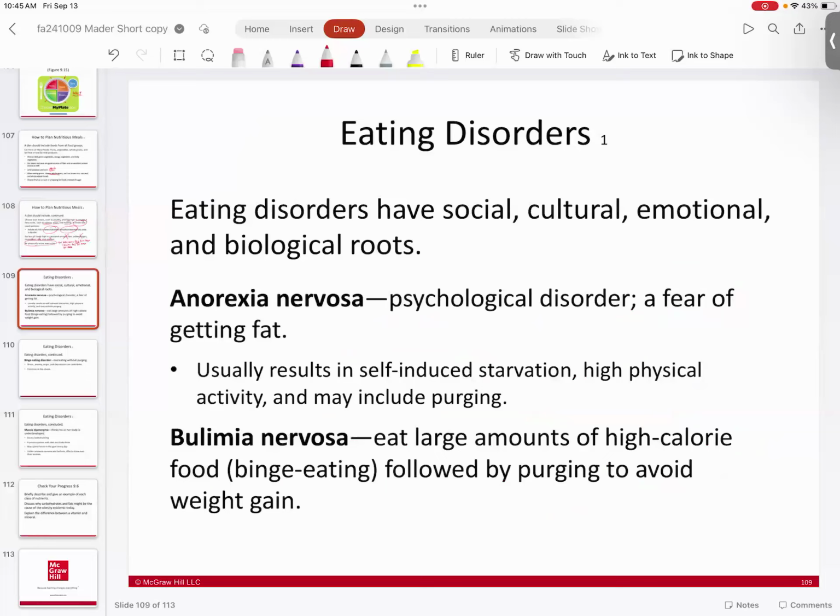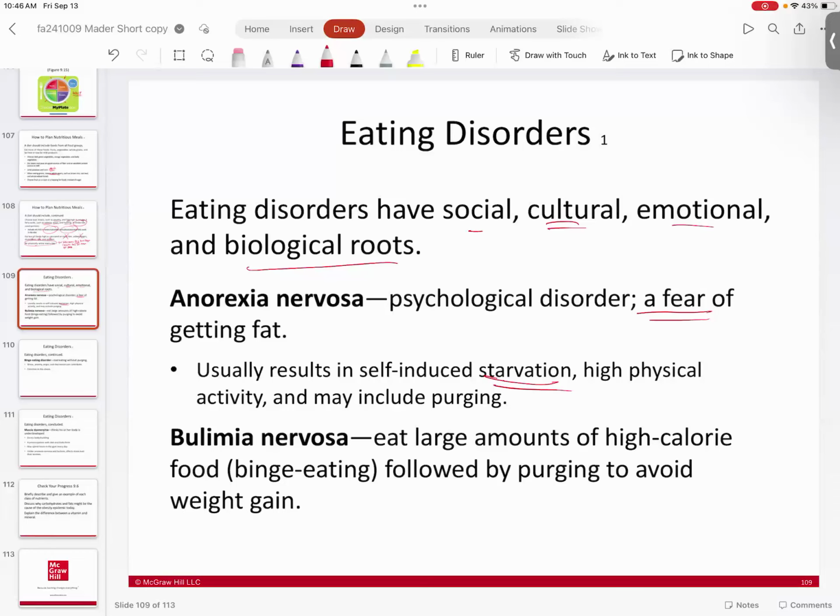We have a couple of different ones. Oftentimes, eating disorders are a complex construct of social, cultural, emotional, and biological roots. So anorexia, for instance, is a psychological disorder. It's a fear of getting fat, usually manifesting in a self-induced starvation strategy. So basically high physical activity. It may or may not include purging, but basically it's self-starvation.